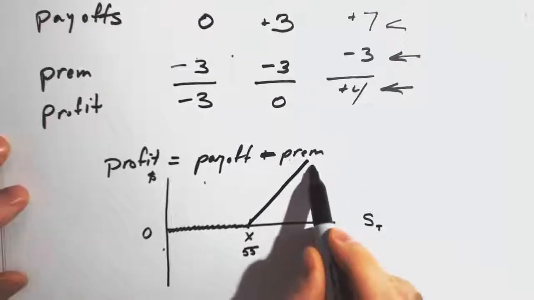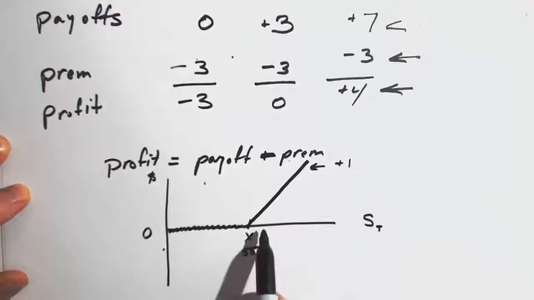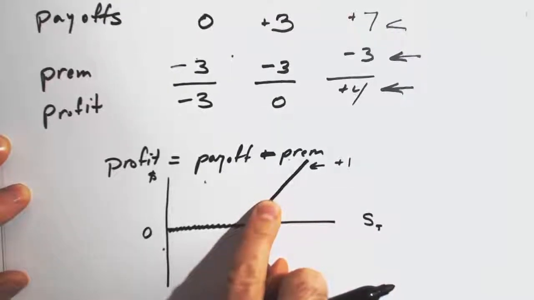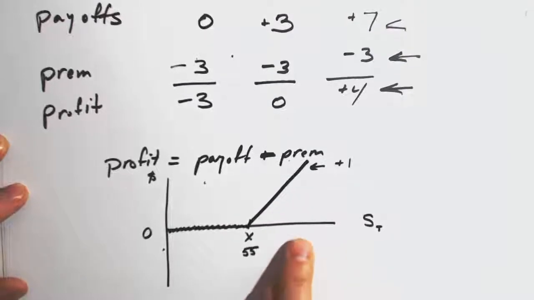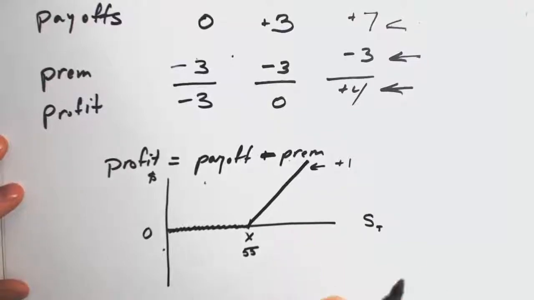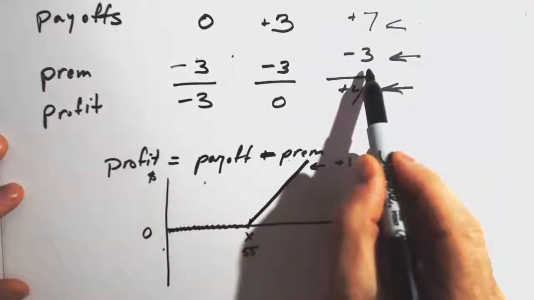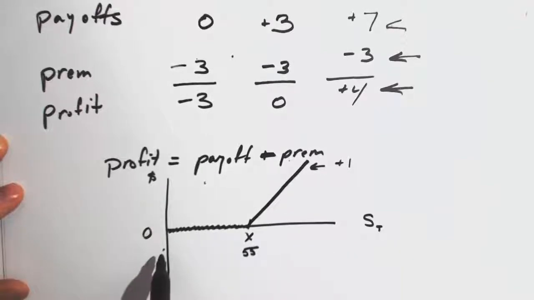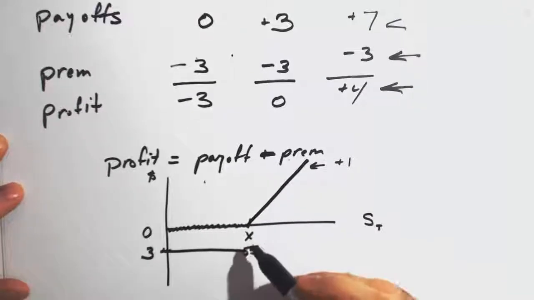Remember, it has a slope of positive 1. So every dollar the stock goes up, the payoff goes up by $1. Now that's just the payoff. It does not reflect the cost of the option. The cost of the option is this -3. So we're going to subtract a constant 3 all the way along this. When you subtract the 3, you get something that looks like this.